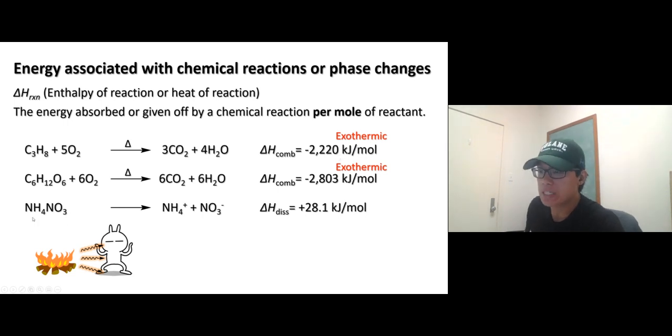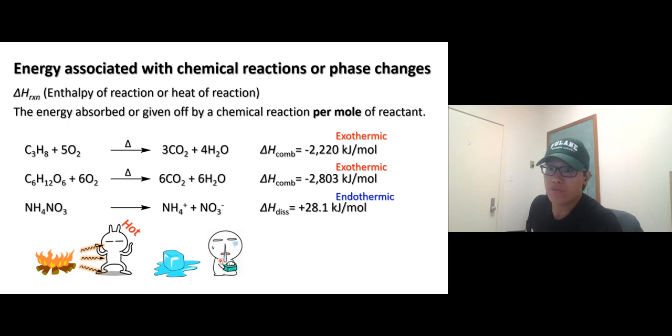On the other hand, the reverse: ammonium nitrate, used in the ice pack, this is an endothermic process. One mole of ammonium nitrate absorbs 28.1 kilojoules. So if you get closer to this ammonium nitrate, you feel cold. All right, you will be losing heat. And the delta H, this right here, DISS, that's dissolution, or dissolving.